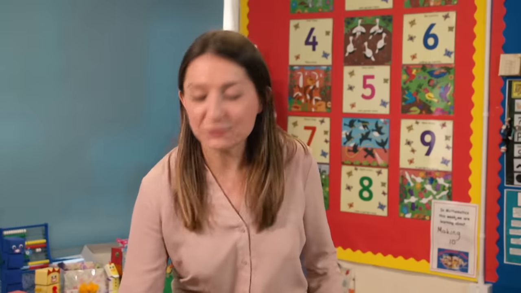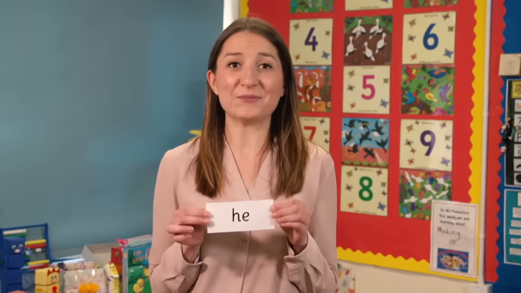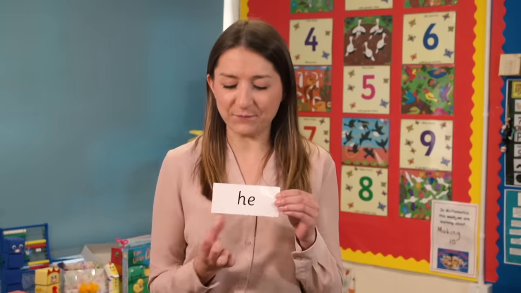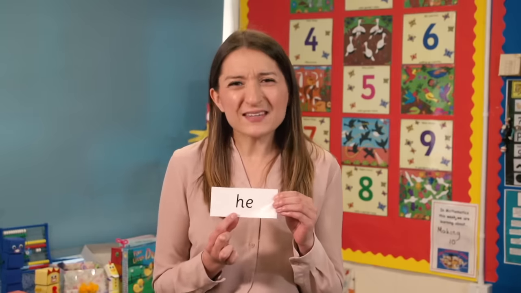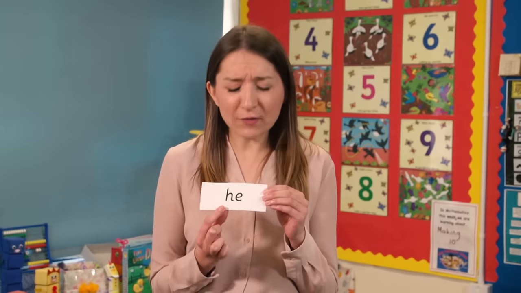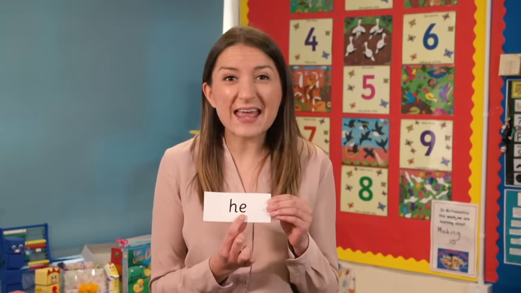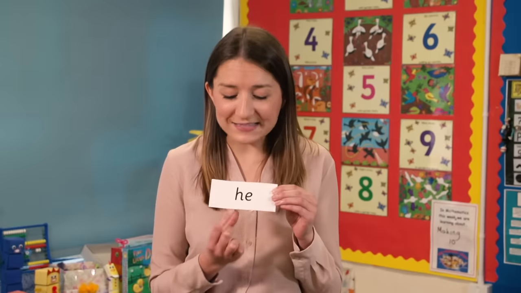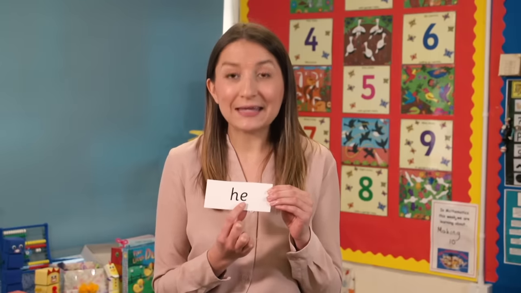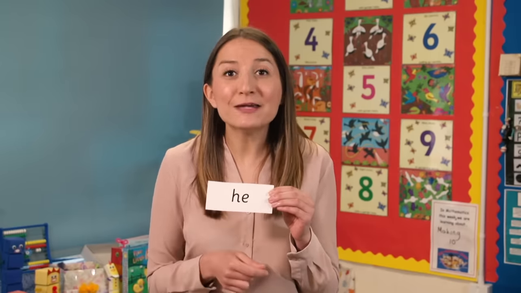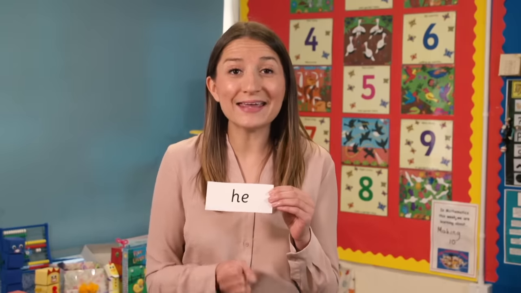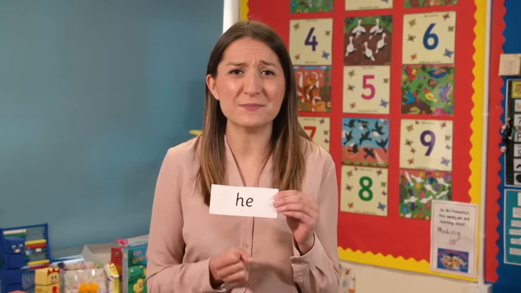Let's learn to read a tricky word. We're going to learn to read the word he. Well, the first bit is easy. But the second bit is tricky. The grapheme says e. When I read it, I say e. Now you read it with me. E, he. Well done, that was amazing.